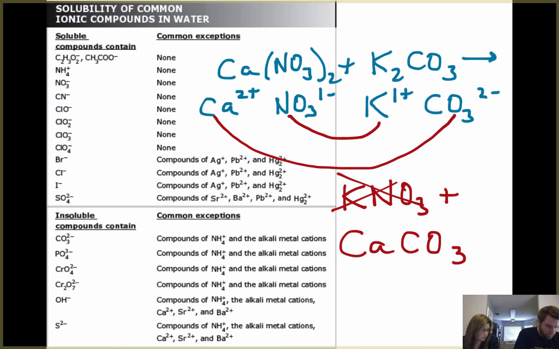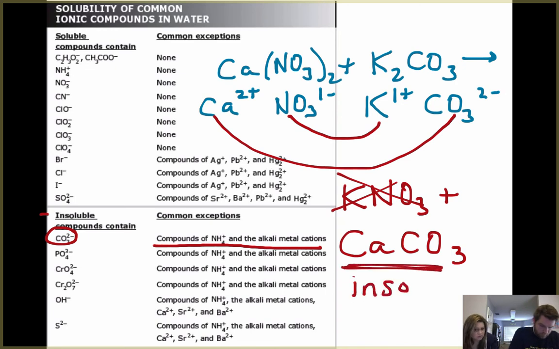Now let's check calcium carbonate. Carbonates are all insoluble, but there are some exceptions. So is calcium an exception? Well, it's not the ammonium ion. It's not an alkali metal, which is group 1. It's an alkaline earth metal, so it's not an exception, making it insoluble. So this reaction does occur, and calcium carbonate would be our precipitate, an insoluble precipitate, PPT, that comes out of solution. So this reaction does happen.